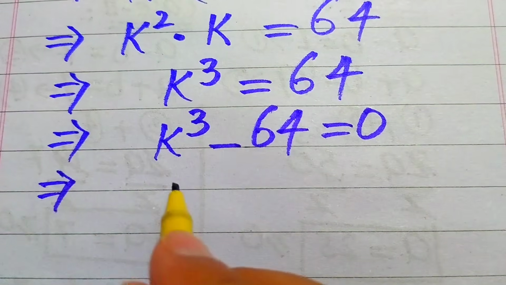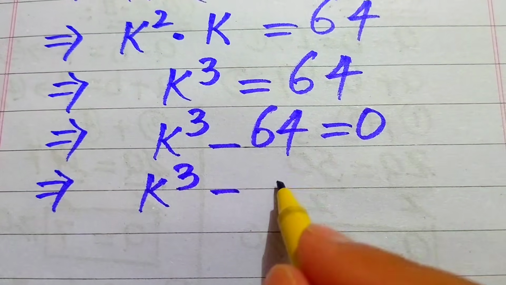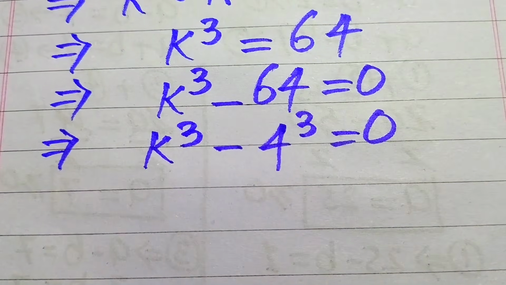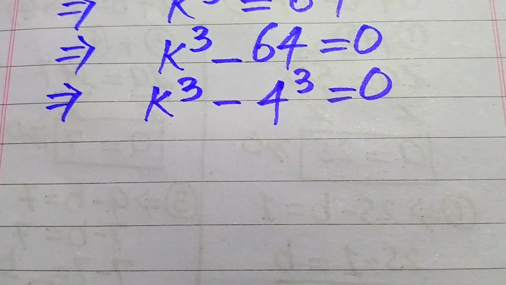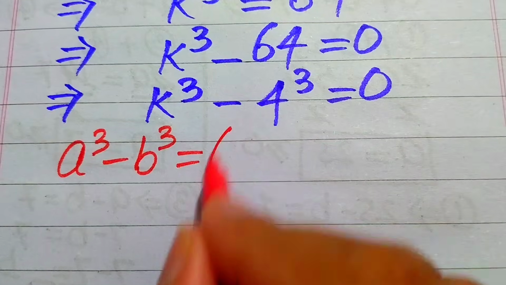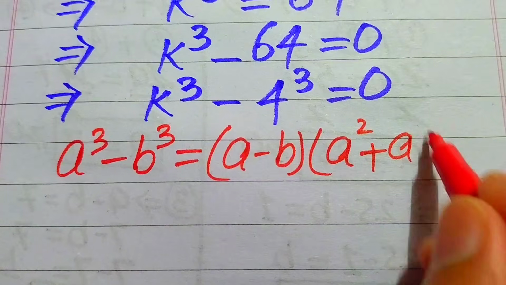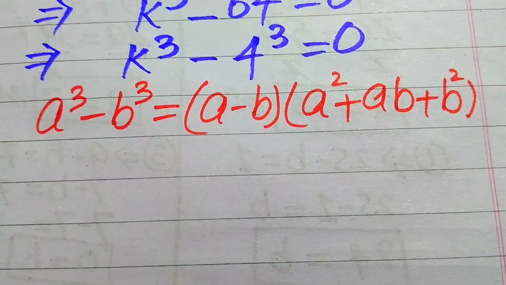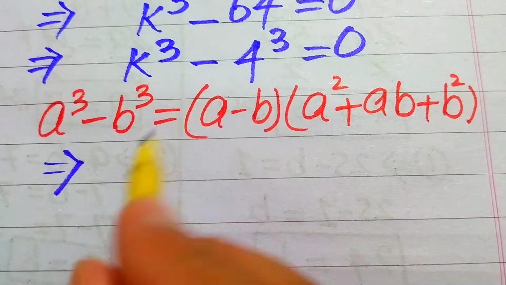Now we rewrite this equation as k cubed minus 64, and we write 64 as 4 cubed, and this whole equation is equal to 0. Here we use the cubic formula to solve this equation. We know that a cubed minus b cubed equals a minus b times a square plus ab plus b square.